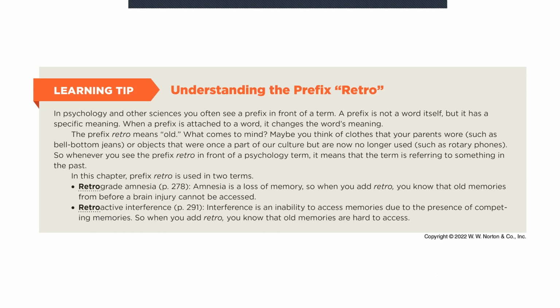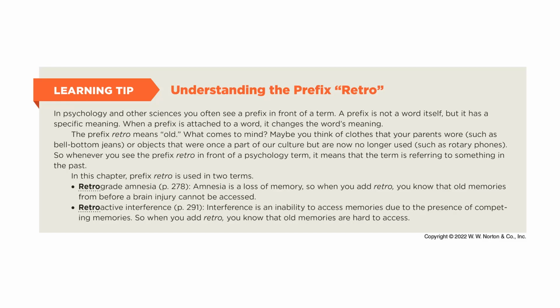So whenever you see retro, it's something from the past. It's affecting something in the past. So retrograde amnesia affects your memory in the past. Retroactive interference also affects your memory from the past.